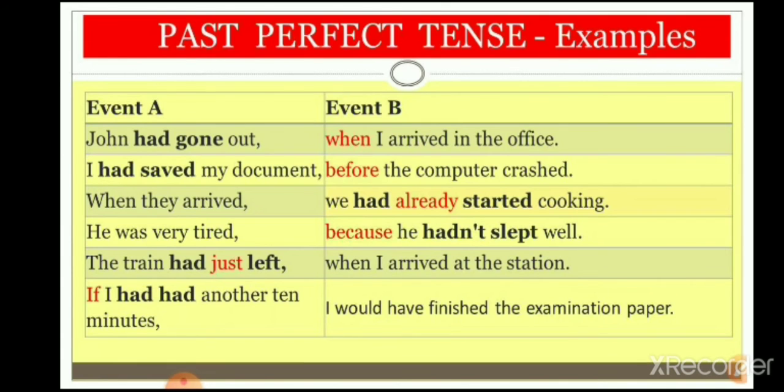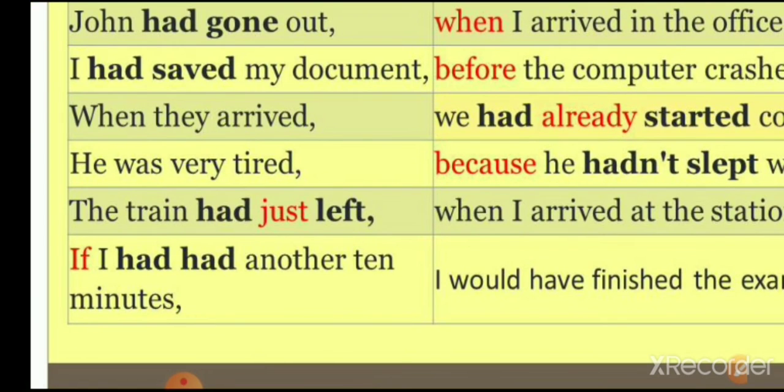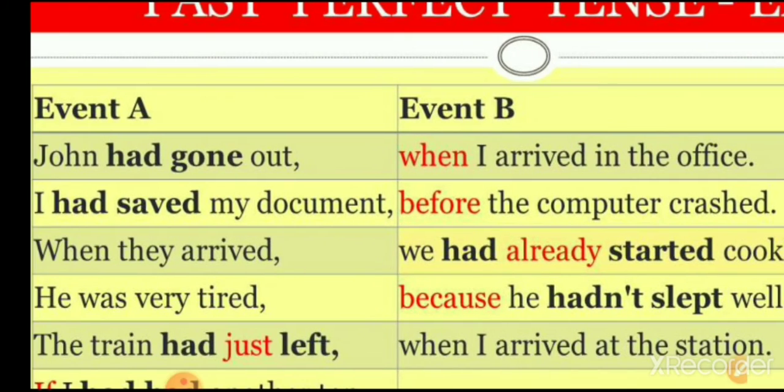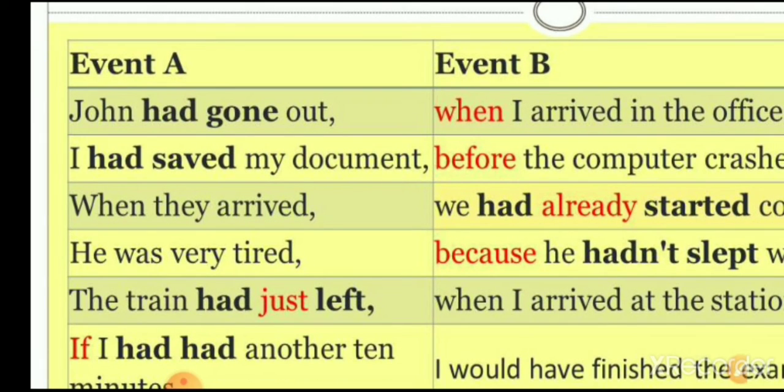If I had had another 10 minutes, here the V3 form of the verb is had, that is have, had, had. Base form of verb is have, had, had. So the V3 form of verb is had. So if I had had another 10 minutes, I would have finished the examination paper. So here for earlier action, we have used past perfect tense, and for later action we have used simple past.